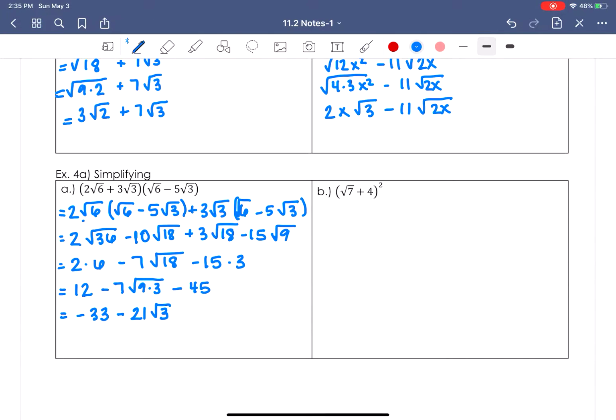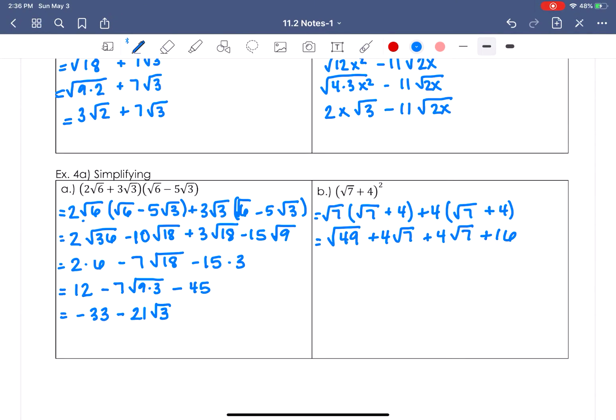All right, so we're going to do the same thing on this next one because I can write this as the square root of 7 plus 4 times the square root of 7 plus 4. So I'm going to take the square root of 7 and I'm going to multiply it by square root of 7 plus 4. And I'm going to take plus 4 and multiply it by the square root of 7 plus 4. So the square root of 7 times the square root of 7, multiply what's underneath to get 49. And then multiply it by 4, and I get 4 square root of 7. Do the same thing, distribute that 4, so plus 4 radical 7, and 4 times 4 is 16.